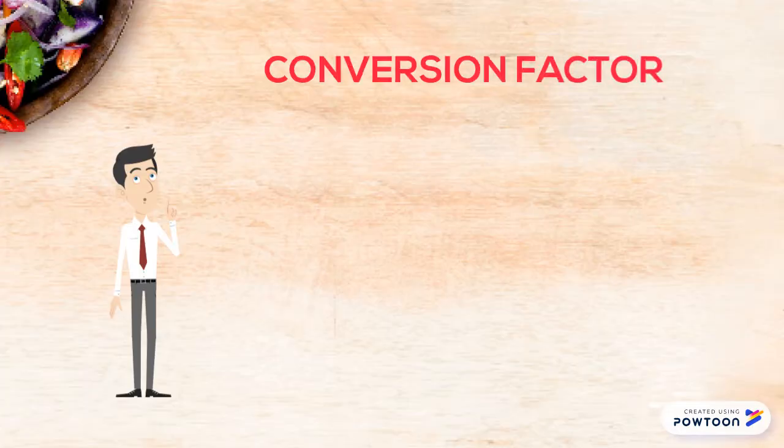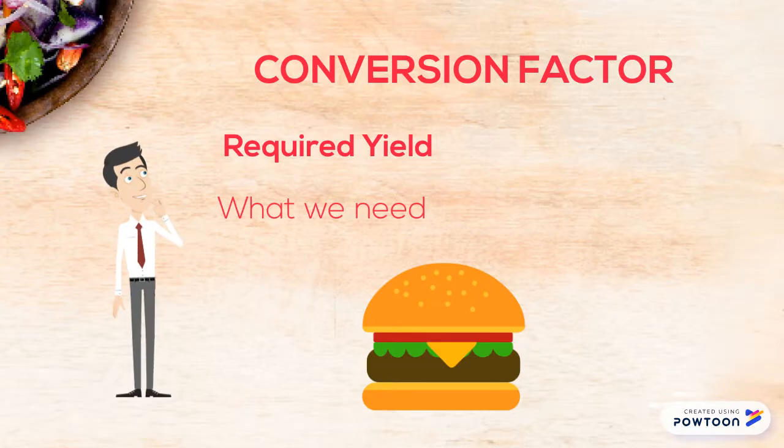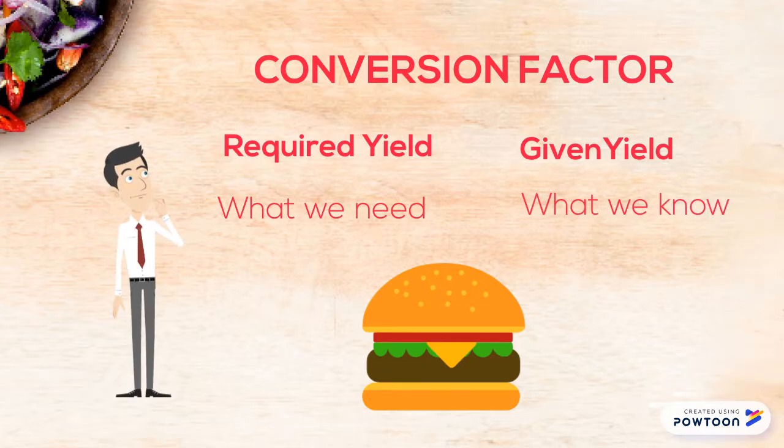In order to determine the conversion factor, we need to know our required yield, or the amount of food we wish to produce, and also the given yield, or the yield of the current recipe we are working with.